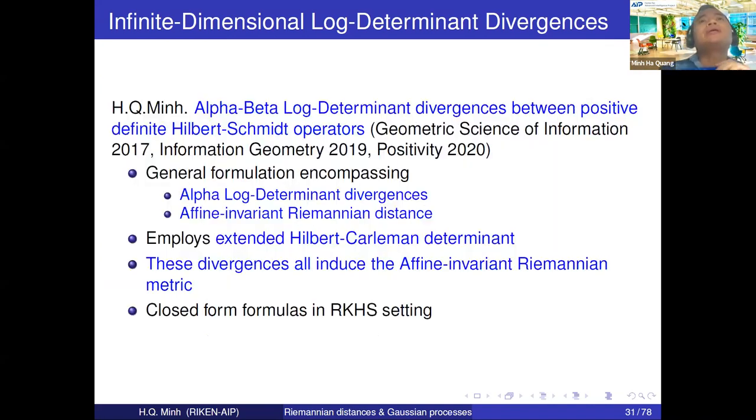Okay, so this formulation for our divergence can be generalized quite substantially. We have something called the alpha-beta log-determinant divergences, and they can be defined not just for trace class operators, or positive trace class operators, but in general for positive Hilbert-Schmidt operators as well, for our whole manifold. In particular, this divergence encompasses the alpha log-determinant divergence I talked about just now, and also the affine-invariant Riemannian distance. They all induce the same affine-invariant Riemannian metric.